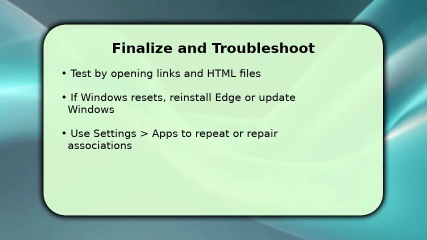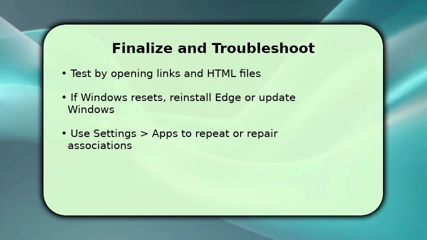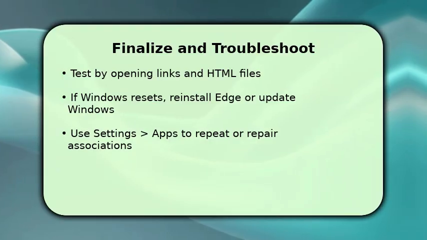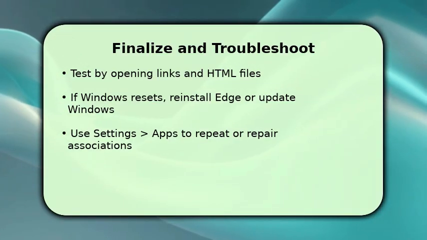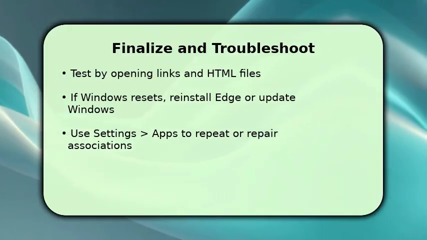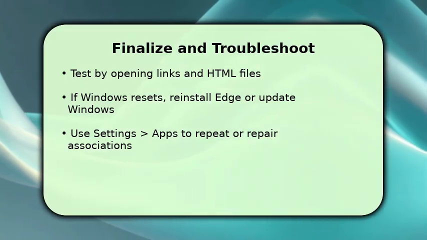Finish by testing. Click a web link, open an HTML file, and launch a mail app link to verify Edge opens. If something didn't stick, make sure Edge is updated and run Windows Update. Outdated components sometimes revert defaults. If reversion persists, reinstall or repair Edge from Settings, Apps, Installed Apps, then repeat the association steps.